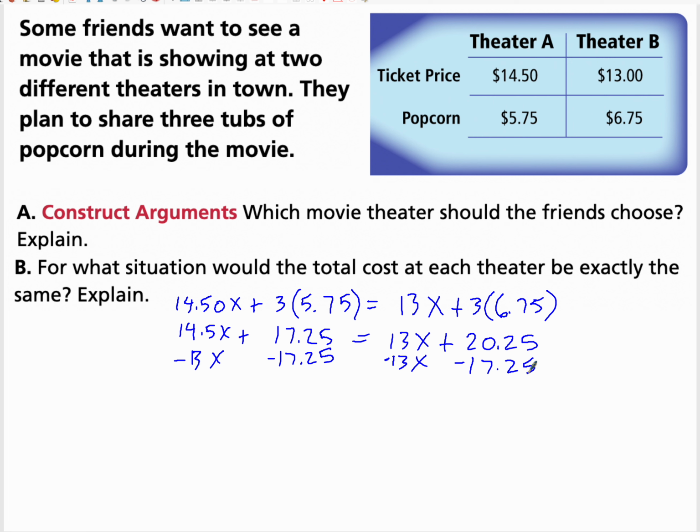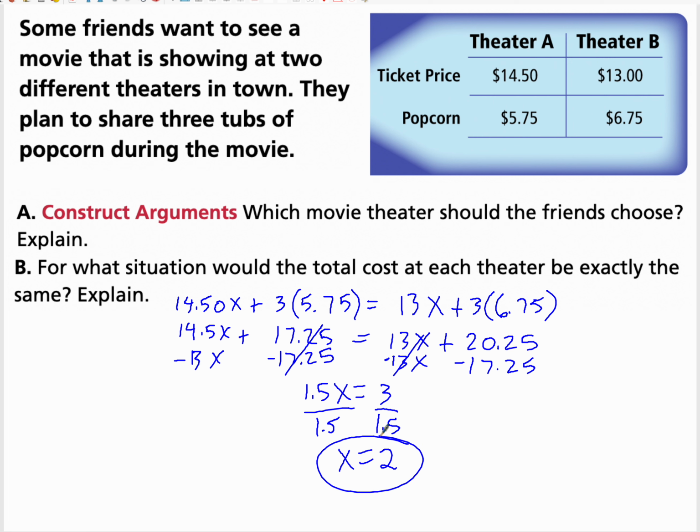But in algebra, I like to combine steps to get them done as efficiently as possible. So hopefully I'm not losing any of you here. So 14.5x minus 13x is 1.5x, and 20.25 minus 17.25 is 3. So 1.5x equals 3, divided by 1.5, and x equals 2.